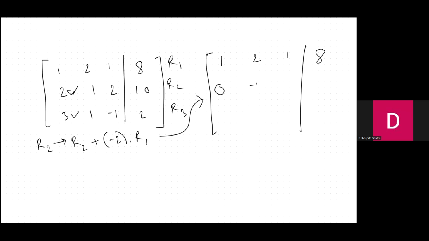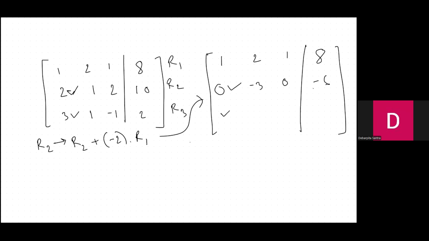And what will be this value? 10 plus minus 2 into 8. So it will be minus 16 plus 10. That means minus 6. So let me just write down properly in a neat and clean way. So this is minus 6. Similar to this, at the second row, we have obtained 0 below 1. And in this place also, we have to find a 0.